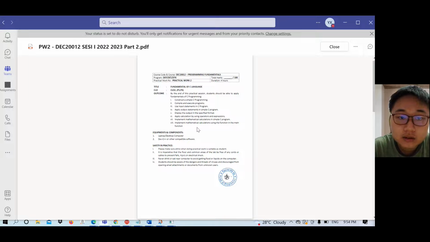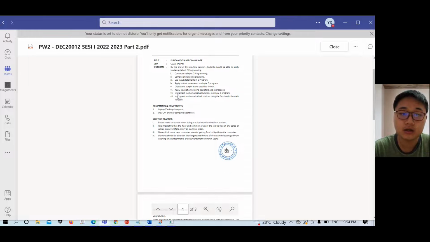So this is the title of the outcome, Fundamentals of C Language. Here are the learning outcomes, equipment and components. Right now, I'm using a laptop computer and Dev-C++ software to do this programming. And here are the safety in practice.